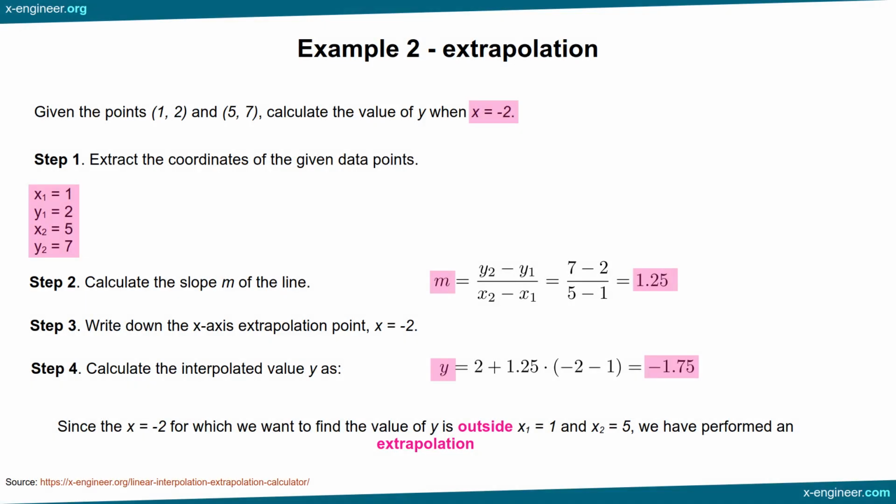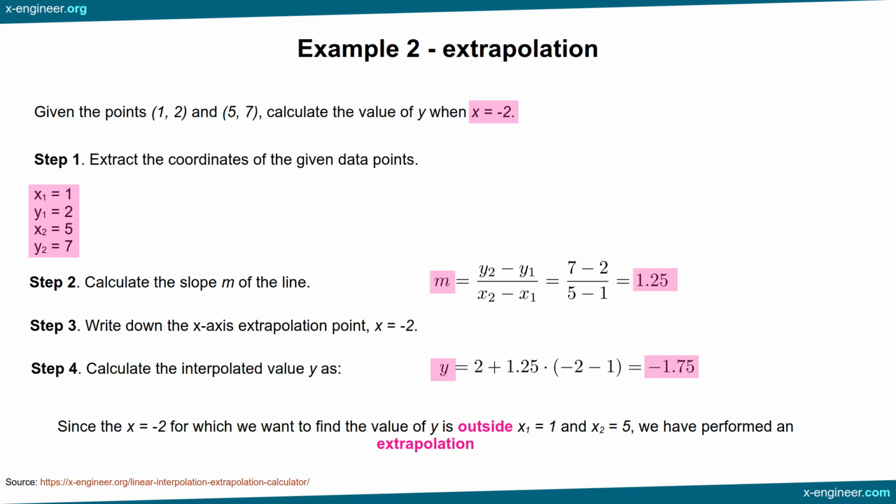In this example, we will explore extrapolation, a method used to estimate values beyond the given data points. We are given two points, (1, 2) and (5, 7). Our objective is to calculate the value of y when x equals minus 2. Let's go step by step. Step 1. First, we extract the coordinates of the given points: x1 equals 1, y1 equals 2, x2 equals 5, and y2 equals 7.